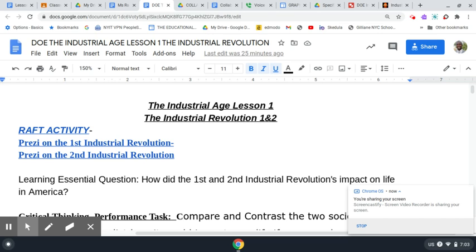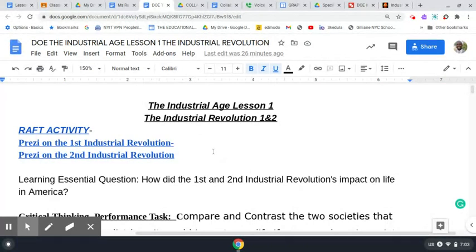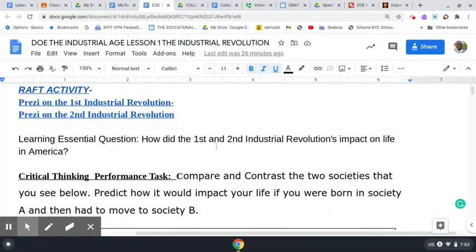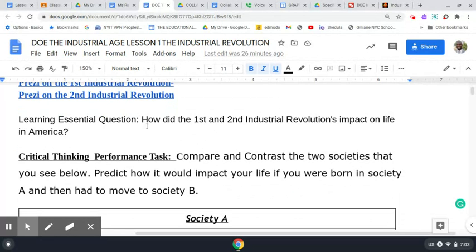Hello, everyone. This is lesson one of the new unit, the Industrial Age/the Progressive Era. Lesson one, the Industrial Revolutions, one and two. The essential question: how did the first and second Industrial Revolutions impact life in America?